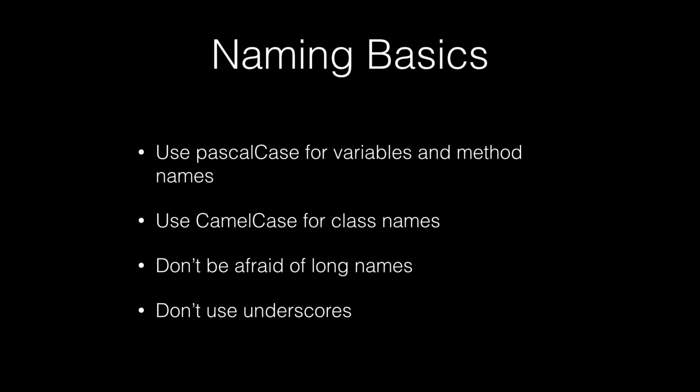So with naming basics, really don't be afraid of long names. I'd really like long descriptive names rather than very short terse names that are hard to read. And please don't use underscores in your names. Objective-C is really kind of the German of programming languages, where you get really long method definitions, and there's nothing embarrassing about having some insanely long but descriptive names.